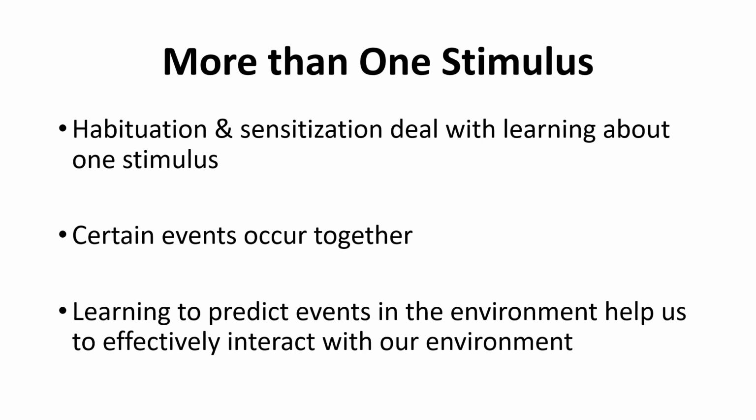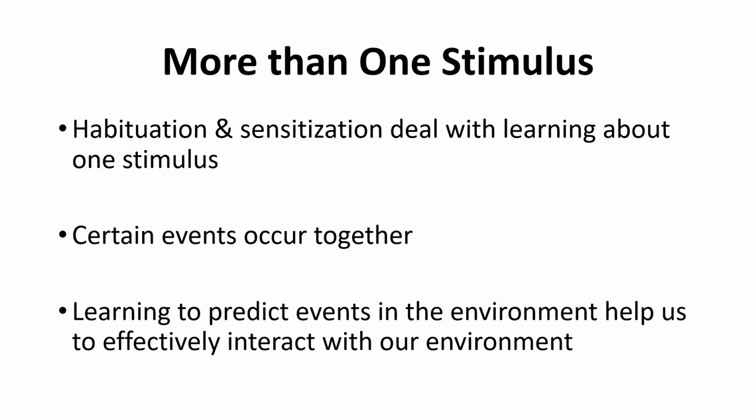tend to happen together. This doesn't mean that classical conditioning is the most complex or the be-all and end-all of all possible learning options, but it is at least another step towards complexity beyond what we dealt with already with habituation and sensitization. So we're going from one stimulus to two stimuli that are associated in some way in the real world, or in the lab, as the case may be.